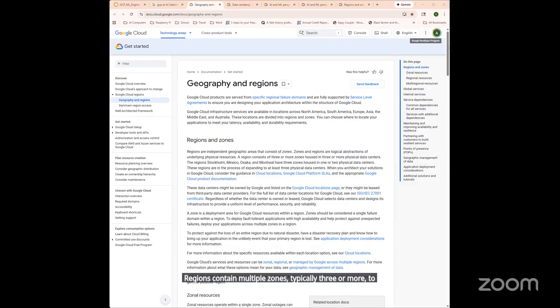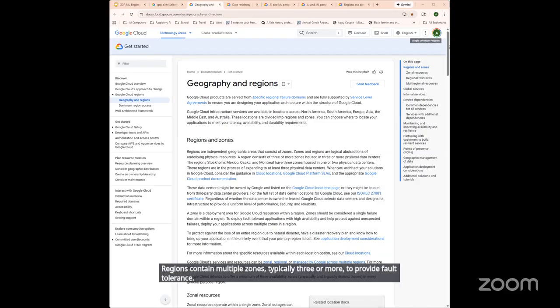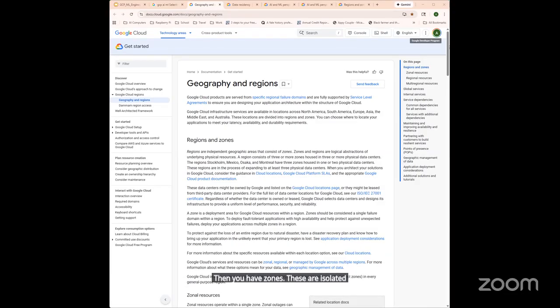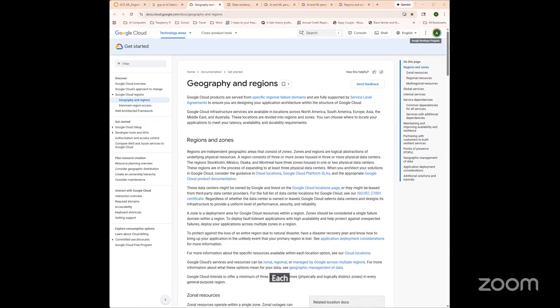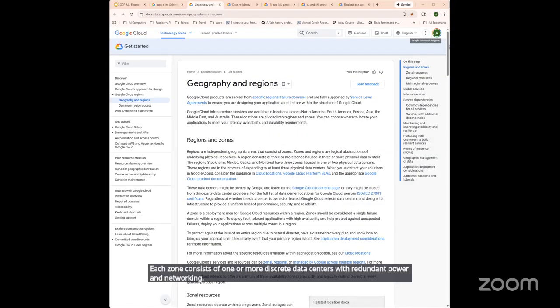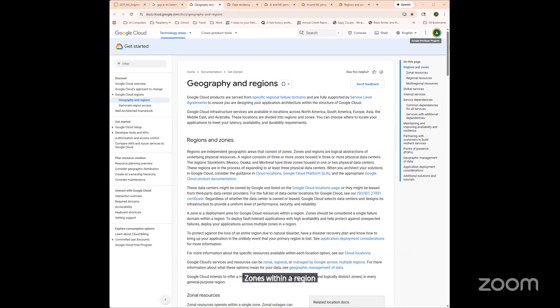Then you have zones. These are isolated locations within regions. You have US Central 1A, US Central 1B, US Central 1C. Each zone consists of one or more discrete data centers with redundant power and networking. Zones within a region connect via low latency, high bandwidth links.